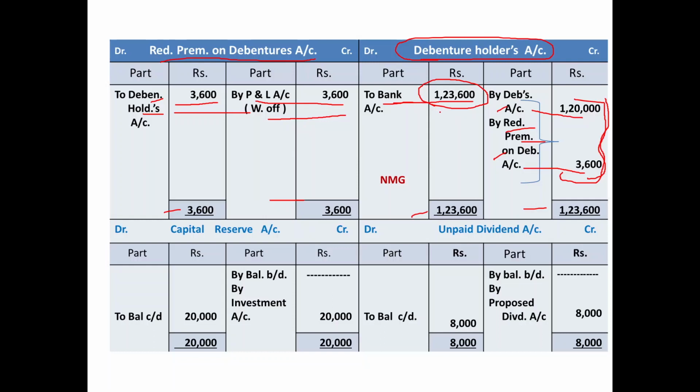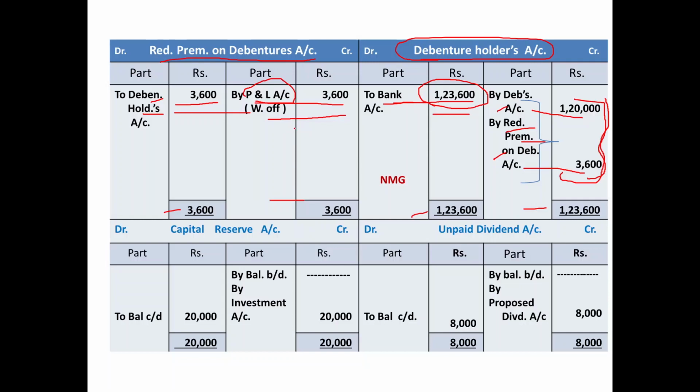Under title C, redemption of debentures with premium minus 1,23,600. While redemption premium on debentures, on the credit side, title came profit and loss. Company has written off this redemption premium to the current year's profit and loss account. It is a non-operating item.